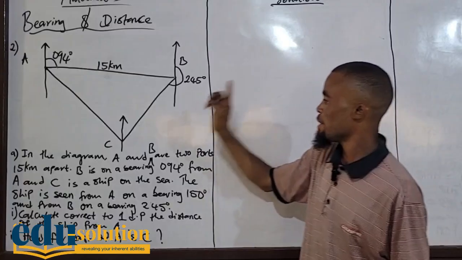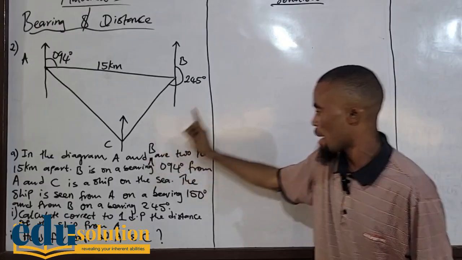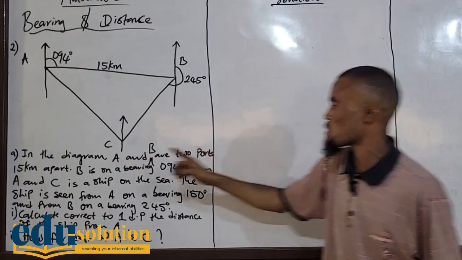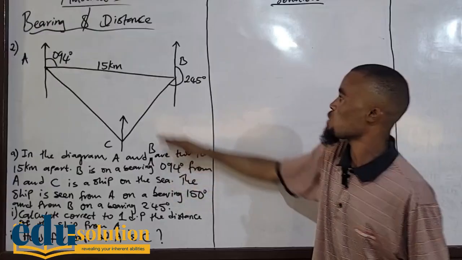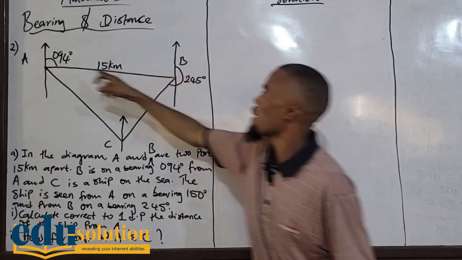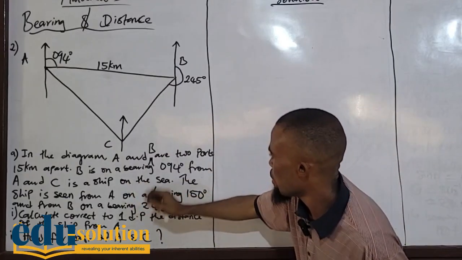So let's read it. In the diagram, A and B are 2 ports. You can see I made a mistake before, so I have to correct it. A and B are 2 ports, 15 kilometers apart. You can see it there. This is A, this is B. There are 2 ports and they are 15 kilometers apart.